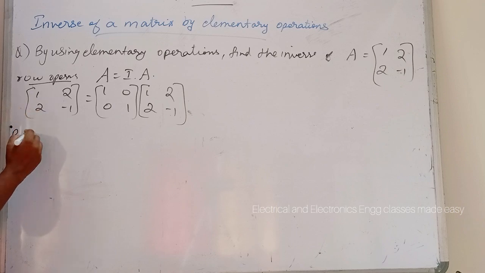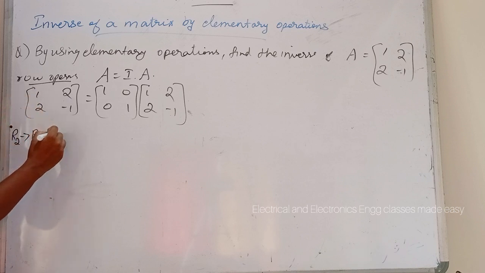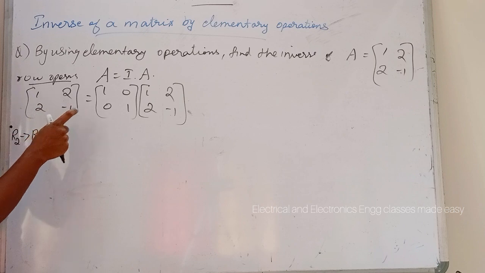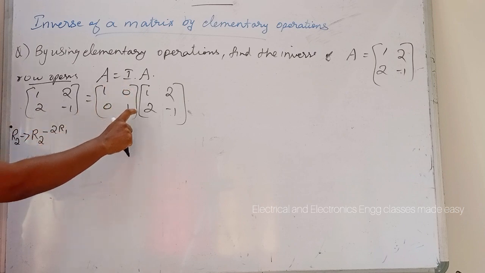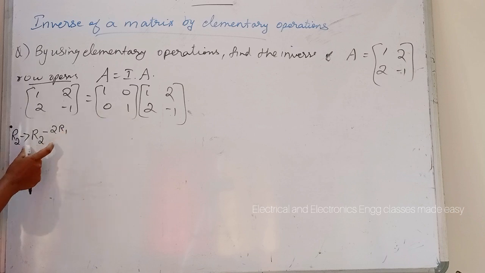So for that we have to do R2 implies R2 minus 2 times R1. While doing this operation here, we have to apply that here also, that is, in the identity matrix also we have to apply this row operation. So what will we get?